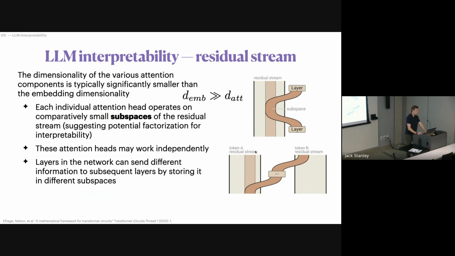And one of the difficulties with this framework is that layers in the network can send different information to subsequent layers by storing it in different subspaces to be accessed later. So this makes it a bit more challenging for interpretability because you sort of have to consider all the layers at once instead of just looking at a single isolated layer.